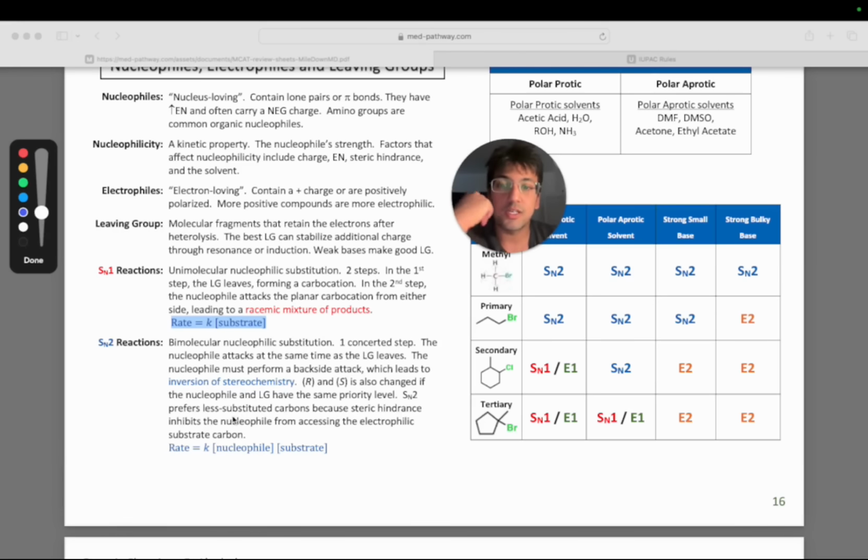Now, Sn2 prefers less substituted carbons because steric hindrance inhibits the nucleophile from accessing the electrophilic substrate carbon. That should make sense based on what I explained to you before. But here, the rate is actually dependent on both the nucleophile and the substrate. So I feel like MCAT likes to test this indirectly, which is if they ask you, there's this much substrate and this much nucleophile, and it's an Sn1 reaction, and this is the rate constant, people will multiply all of those things, including the nucleophile. But the amount of nucleophile doesn't actually affect the rate of an Sn1 reaction, but it does in an Sn2 reaction, because everything is happening in one step. Okay, I hope that makes sense.